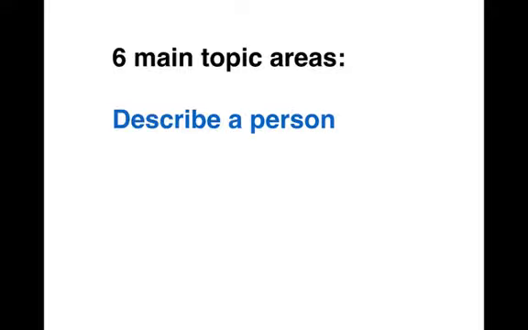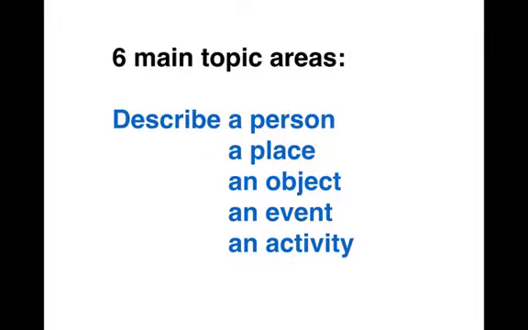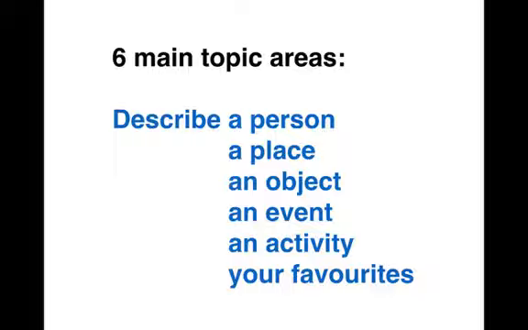Describe a person, a place, an object, an event, an activity, your favourites. So for example, if the question asks you to describe a teacher, that's in the first main area, describe a person. If the task is to describe a holiday that you went on, that would be under the main topic area of describe a place, etc.